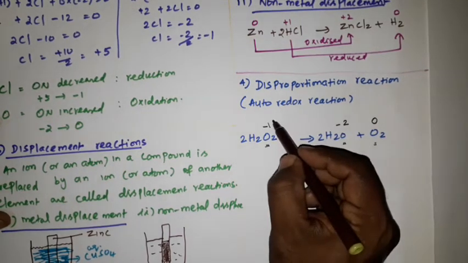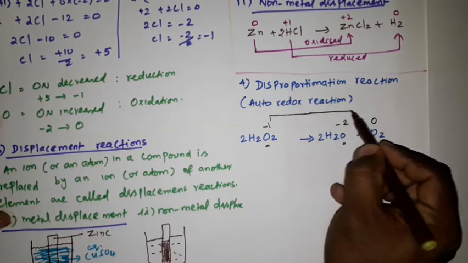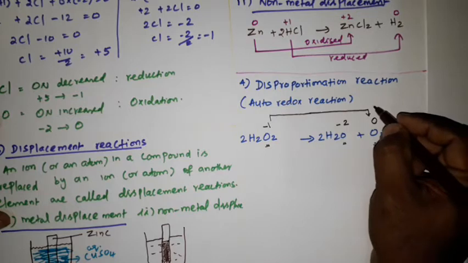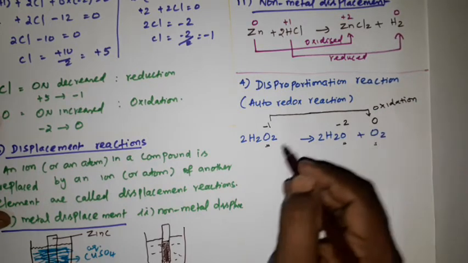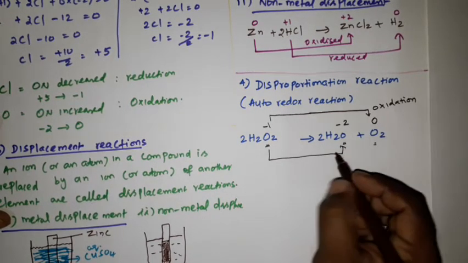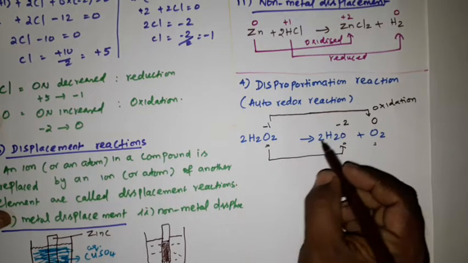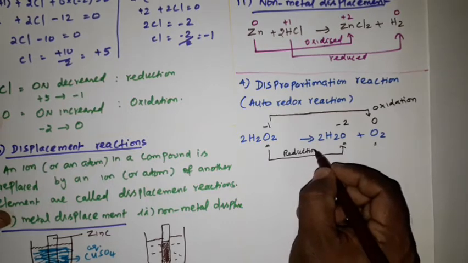So what happened here? Going from -1 to 0 is oxidation, because the oxidation number is increased. Then you see here it is reduction. Why? The oxidation number is decreased from -1 to -2. So it is reduction. Clear?